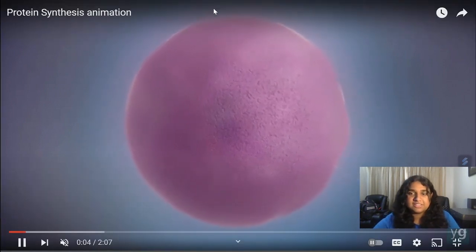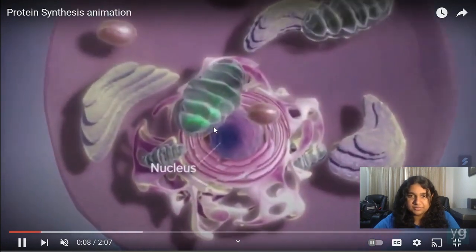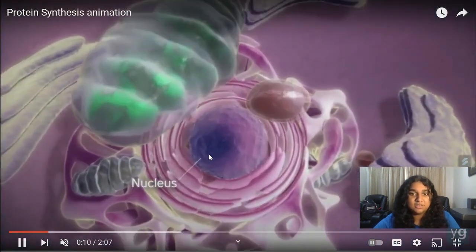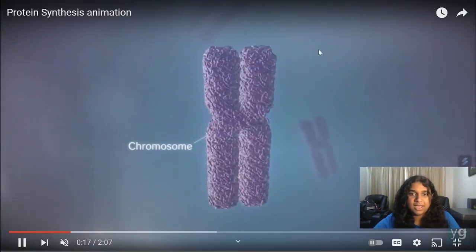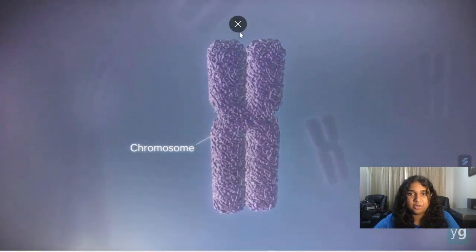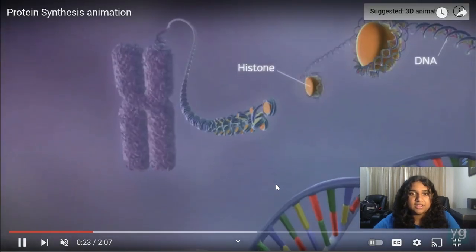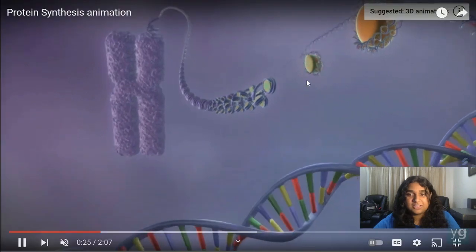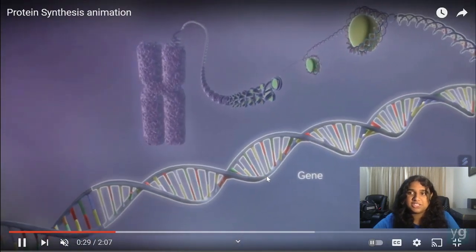With protein synthesis, you end up with the larger cell here. Within the cell, we enter the nucleus. And so in our nucleus, we enter our chromosome. So this is all of our condensed DNA, wrapped around histone proteins, and at its core, we've got a double helix which codes for a gene.